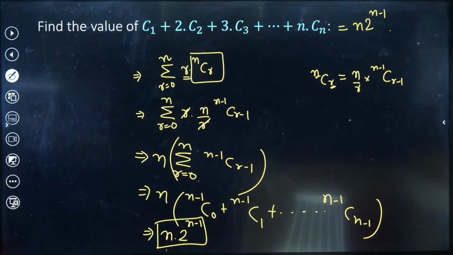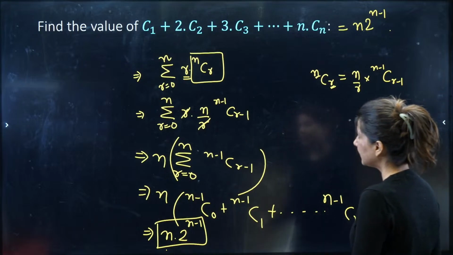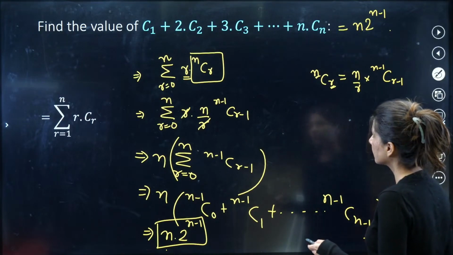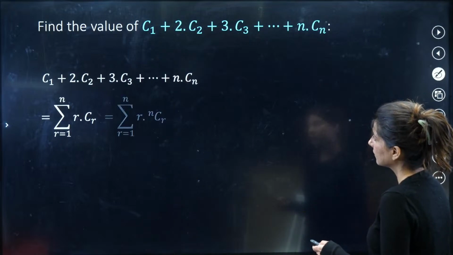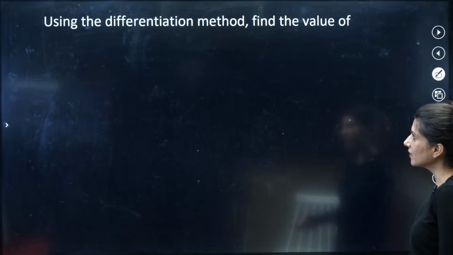Right? Clear? Okay. Yeah, so this is the property I was talking about, and the final answer you all know, N times 2 raised to power N minus 1.